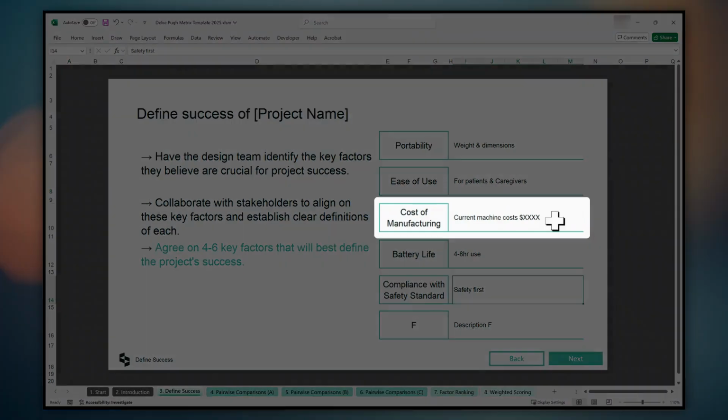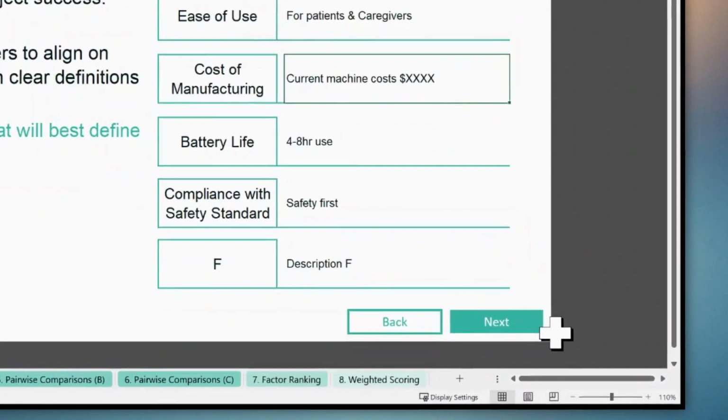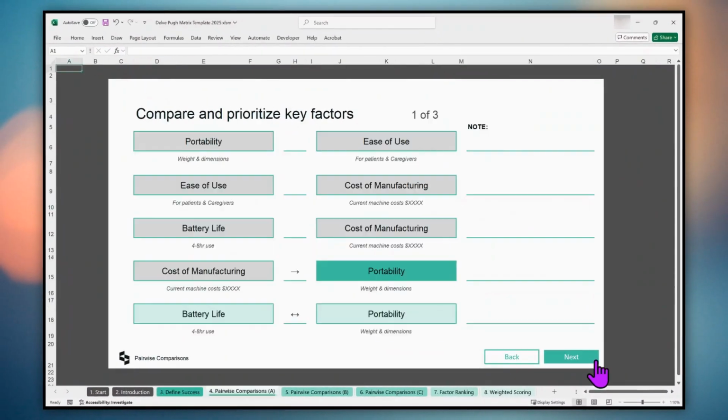For example, under cost of manufacturing, we might note that our current machine costs us a certain amount to manufacture, and we're open to a 10% variation in either direction. Once you've defined your factors, click Next. This leads us to the main part of the exercise.